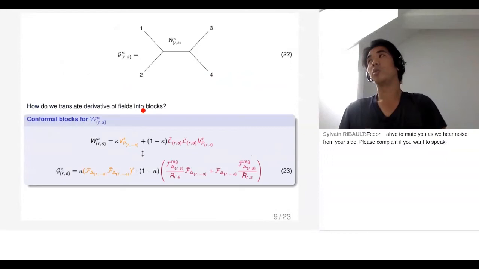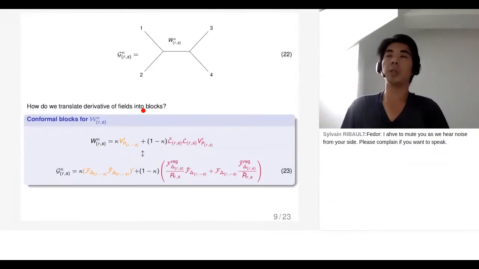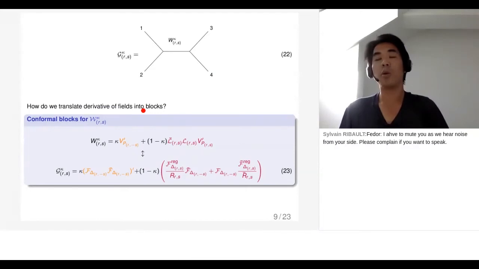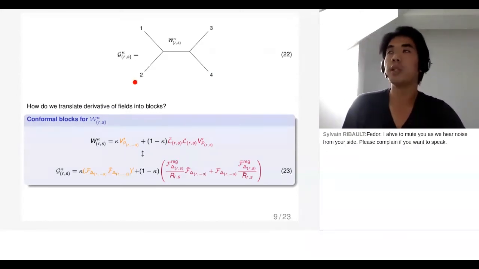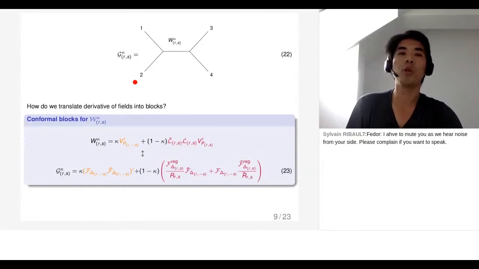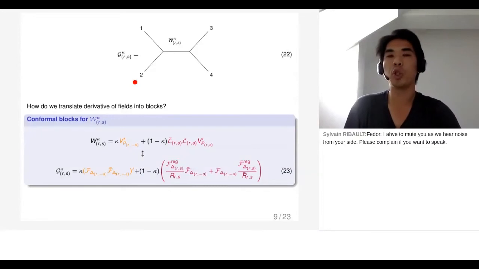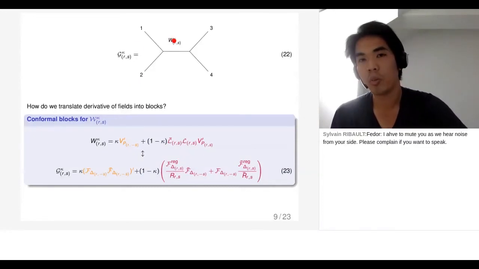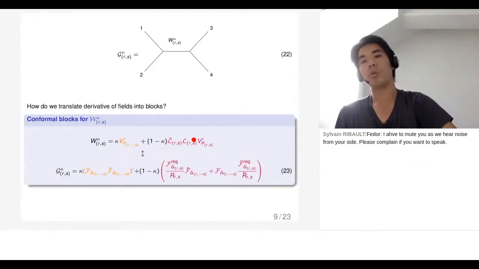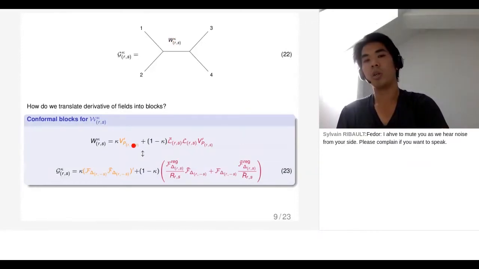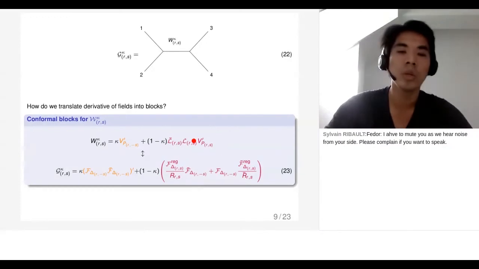So since we know that our logarithmic representation can be described by some derivative of fields, the simplest way to arrive at their blocks is to translate this derivative of fields into blocks. So let us say that we have a 4-point function in which one of the channel fields is this logarithmic field here, or more precisely this one. And then we want to translate each term here into conformal blocks.